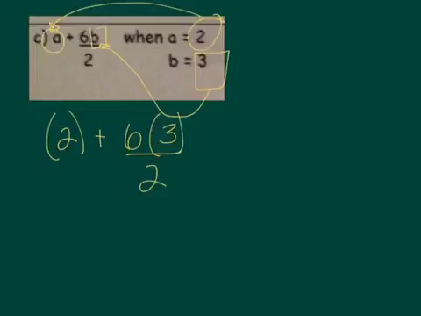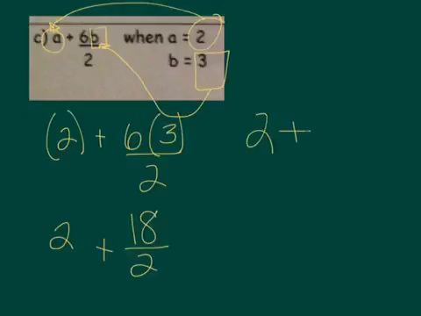Alright, order of operations says I multiply first. 6 times 3 is 18 divided by 2, and then I don't need the parentheses around that 2 at the beginning because there's nothing with it. So your problem should look like this, 2 plus 18 divided by 2. Now, next comes division. 18 divided by 2 is 9, so that's 2 plus 9. 2 plus 9 is, oh yeah, 11 again.